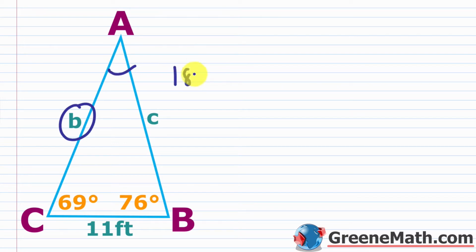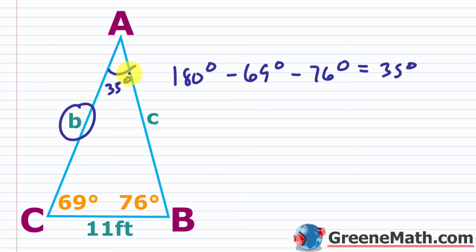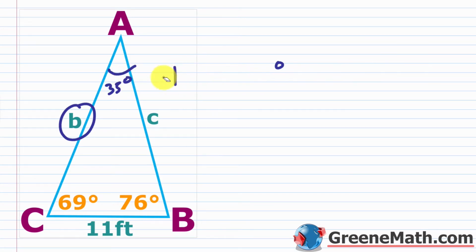That's going to be 180 degrees minus 69 degrees minus 76 degrees, which is what? Well, that's going to be 35 degrees. So this right here is going to be 35 degrees. Let's erase this.